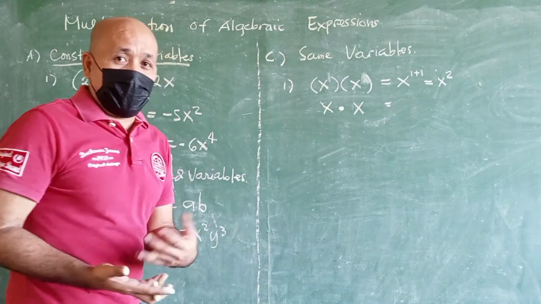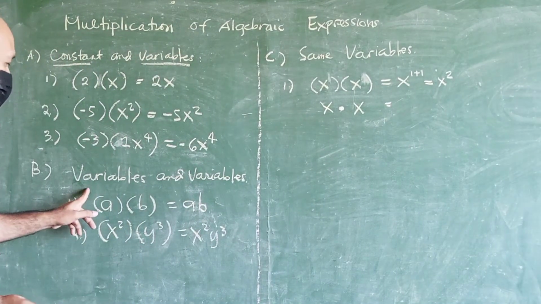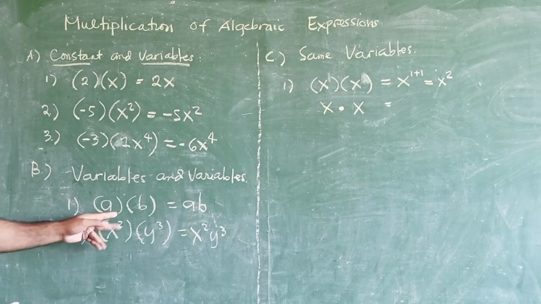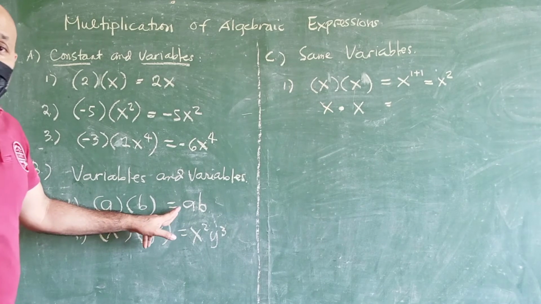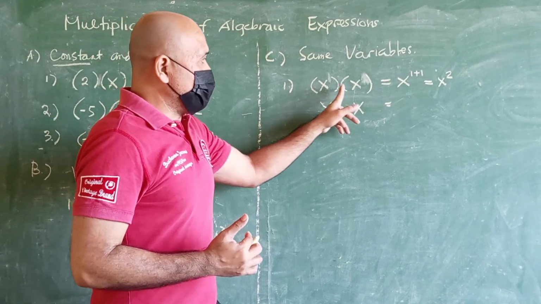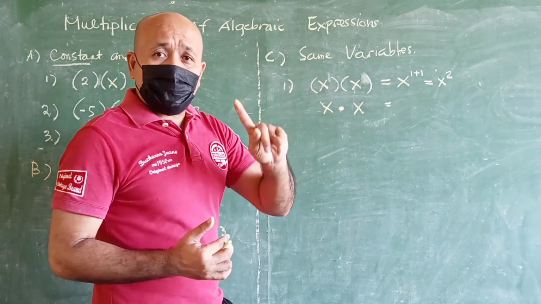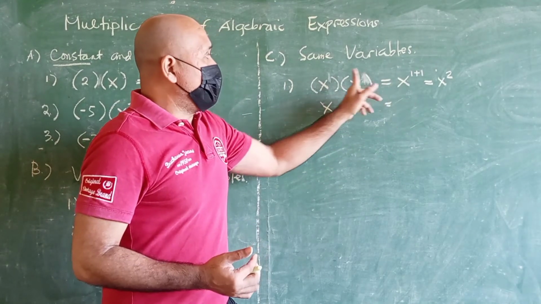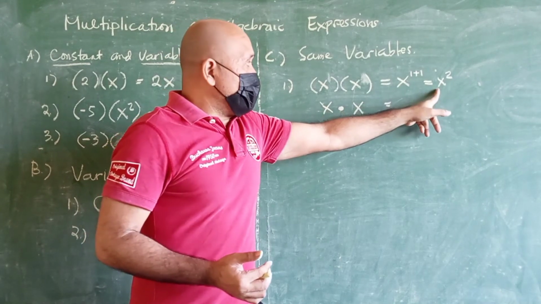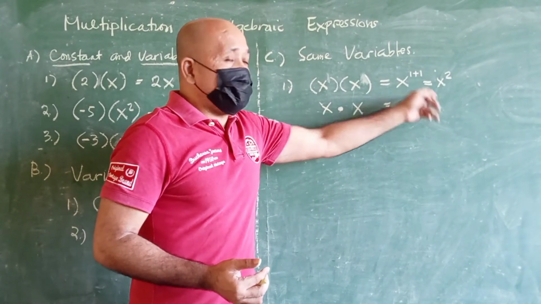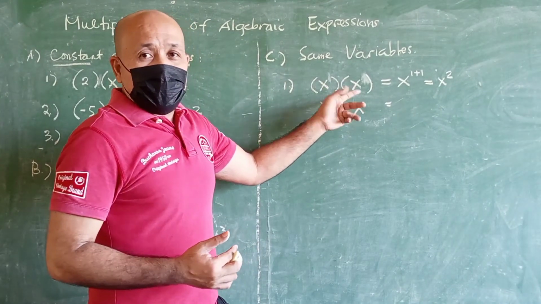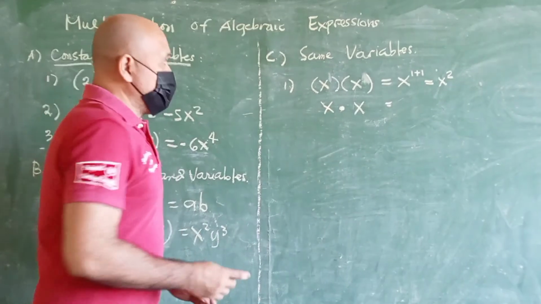So did you get the comparison here? If the variables you are multiplying are not the same, you copy them together as the answer. While if you are multiplying the same variables, all you have to do is copy the common variable and then add their exponents. The final answer, x squared, is the result when we multiply x times x. I hope you get this idea.